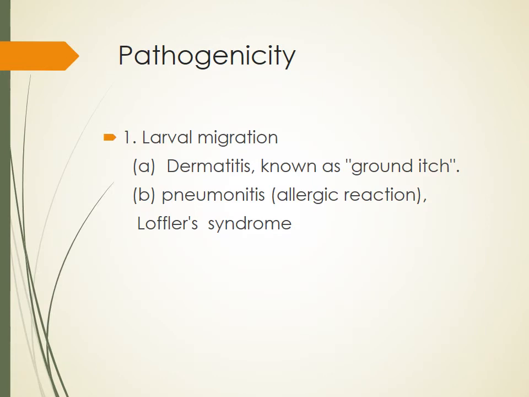Pathogenicity, again you can divide into two parts. One is the pathogenicity due to larva, and the other is pathogenicity due to adult worm. The larva produces dermatitis when it enters the skin and moves in the skin, so it is known as ground itch. The other is pneumonitis, when it breaks the alveolar capillaries and crawls upward in the lung.